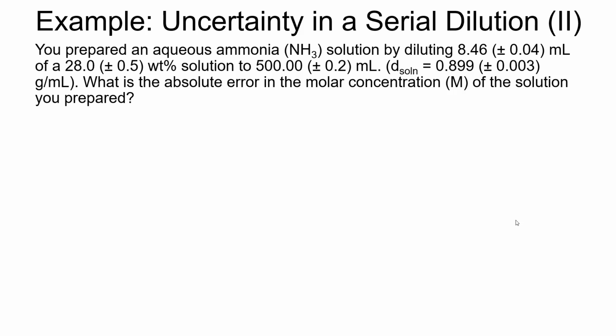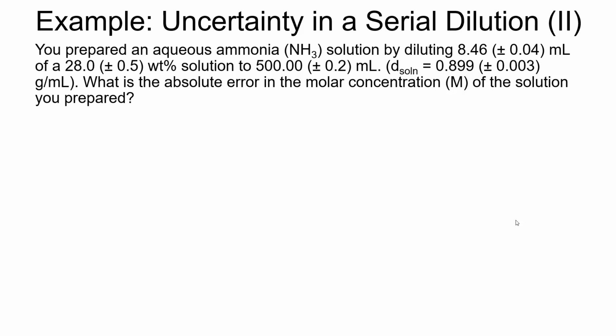So this problem will be similar to the previous propagation of error problem we did, involving the propagation of random error in the preparation of a solution by serial dilution. Here, though, we're going to have an added wrinkle where we refer back to the example we discussed in the review module on preparing solutions by serial dilution, where we prepare an aqueous ammonia solution by diluting 8.46 mL of a 28 weight percent solution to a final volume of 500 milliliters total.